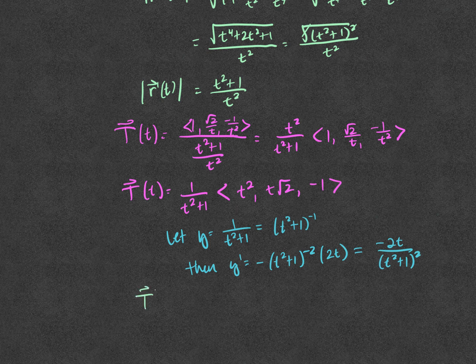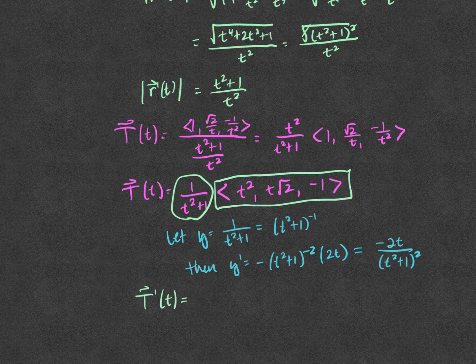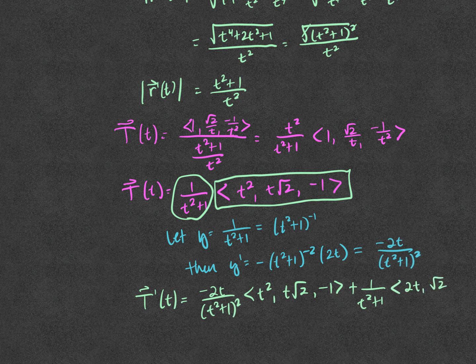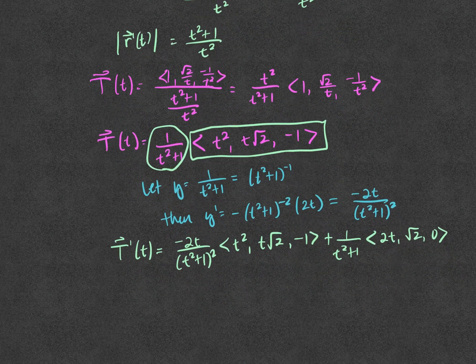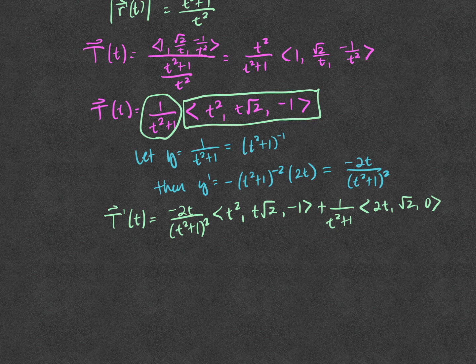So let's go ahead and say T prime of t equals, now we're going to have to use product rule, so we have this fraction times this vector here. So the derivative of the fraction is negative 2t over t squared plus 1 quantity squared, and we keep the vector just like it is, plus, now we're going to keep the fraction the same, and we take the derivative of the vector component-wise to be (2t, square root of 2, 0). Now the good news is when we find our unit normal vector, we don't want to find the length of that generally, so we're going to go ahead and plug in the value of 1.